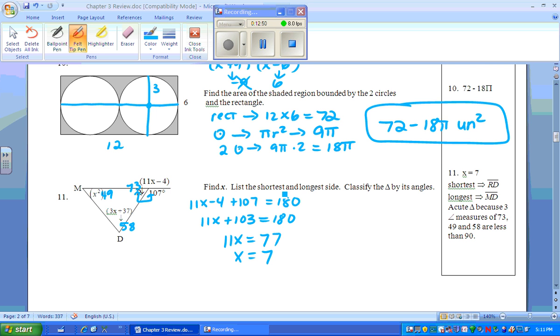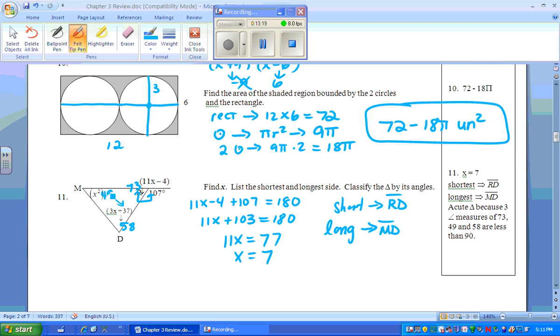So the shortest and longest side. We just discussed this two previous questions ago. The shortest side is across from the smallest angle. Smallest angle is M, so the shortest side is across from it. So the shortest is RD, which means the longest is across from the 73, which is MD.